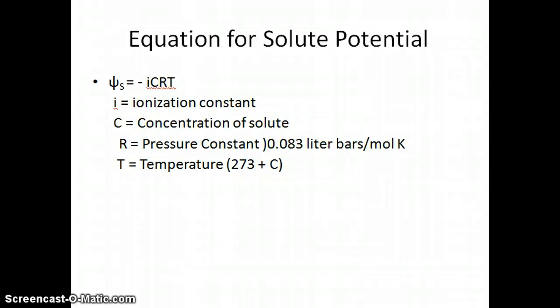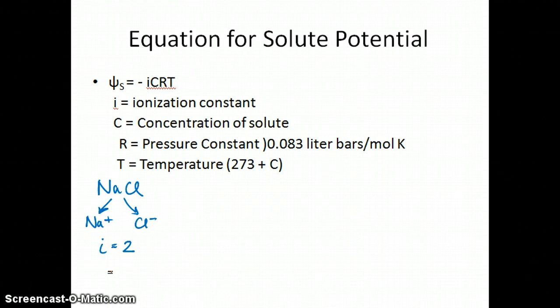The ionization constant, what does that actually mean? Well, it means in an aqueous solution, does that solute form ions? So, for example, if we take a look at something like sodium chloride. In an aqueous solution, sodium chloride forms two ions, sodium ions and chloride ions. So the ionization constant for sodium chloride would be 2.